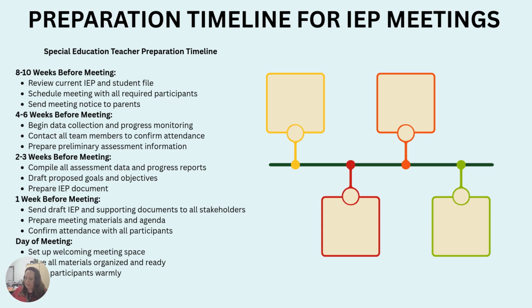1 week before the meeting, send the draft IEP and all supporting documents to stakeholders to allow time for review and questions. Finally, on the day of the meeting, ensure the physical or virtual space is welcoming, organized, and ready for collaborative discussion. This structured timeline ensures nothing is overlooked and allows adequate time for preparation and for stakeholders and parents to review.